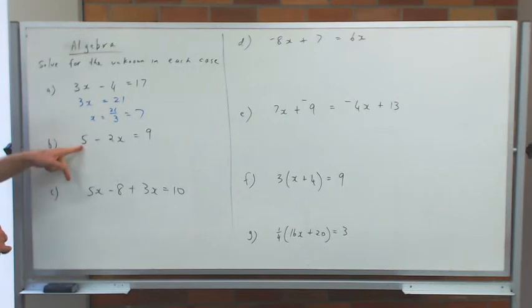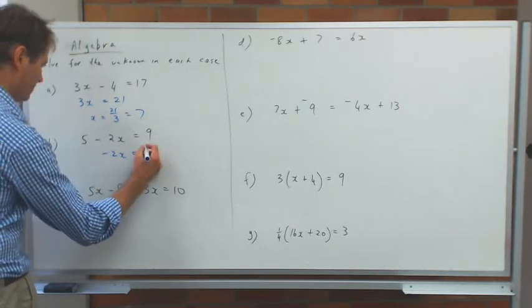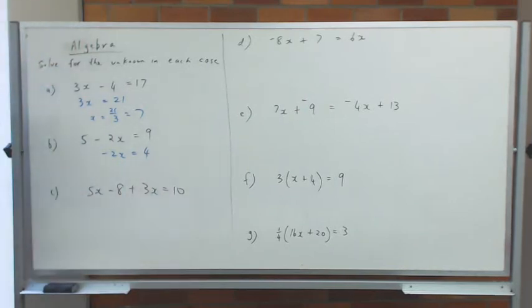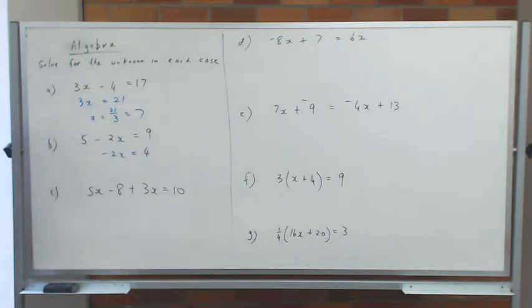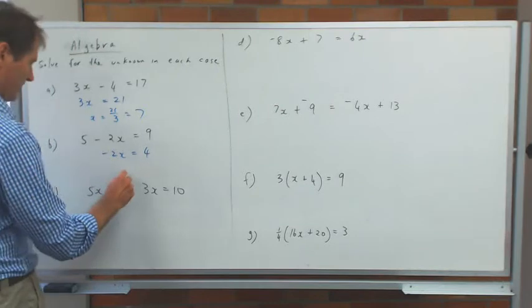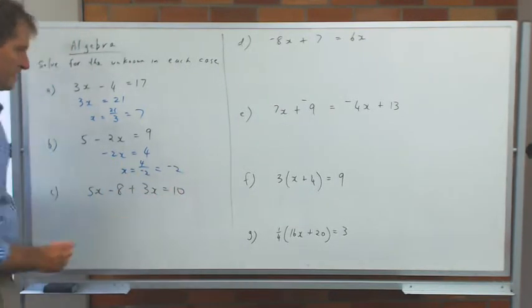So to get rid of that 5, I would subtract 5 from both sides. Notice the negative sign still stays there. It hasn't gone away. That's really a positive 5, so I've got to subtract 5 from both sides. So now it's x equals 4 divided by negative 2, which is negative 2.